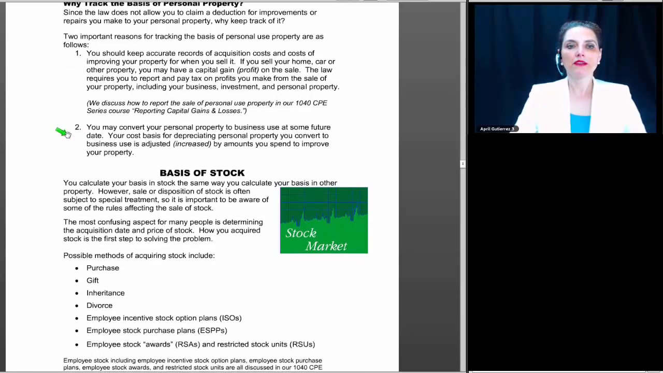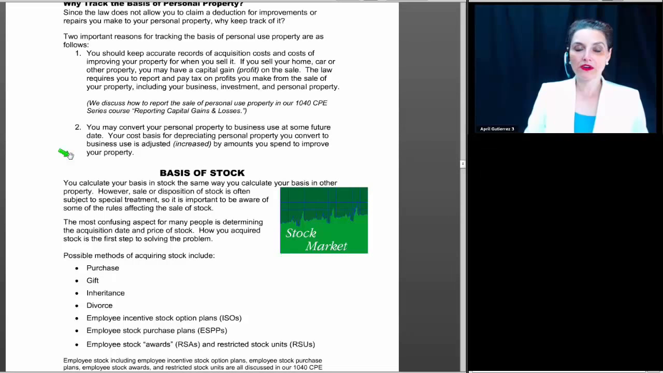Number 2, you may convert your personal property to business use at some future date, and your cost basis for depreciating personal property that you convert to business is adjusted or increased by amounts that you spend to improve your property. So whether you decide to convert a room in your house for office use of home purposes, or whether you decide to convert your entire house to rental purposes, either way you should be tracking your cost basis in your personal property. And sometimes in the case of stock, well, always in the case of stock, you're ultimately going to be concerned about tracking basis for when you sell it.